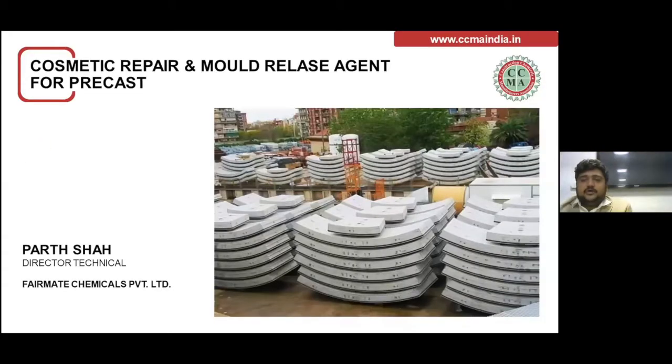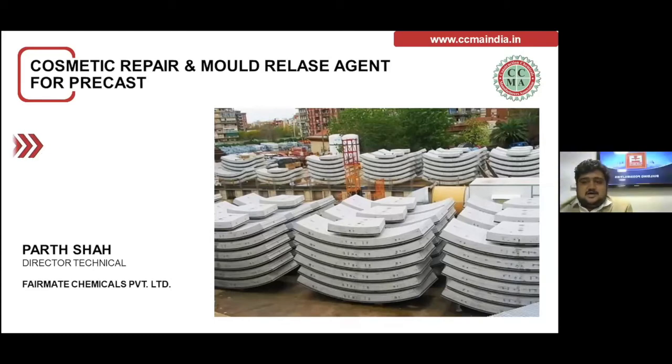Chemicals. Today I'm going to talk about two very much neglected things in construction. One is cosmetic repair. What is cosmetic repair and why is it important?